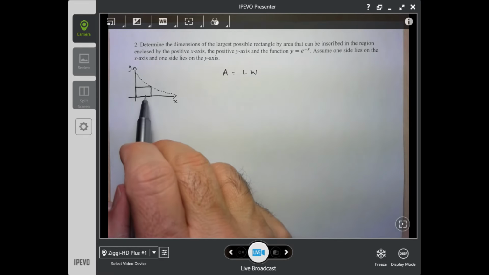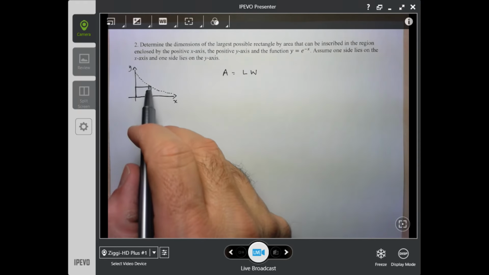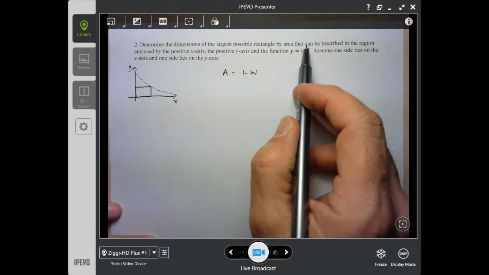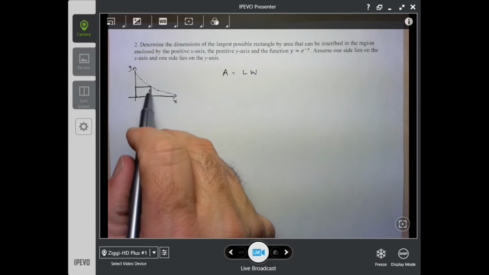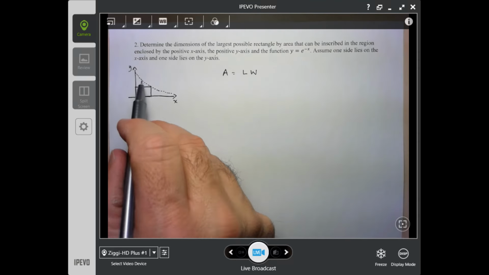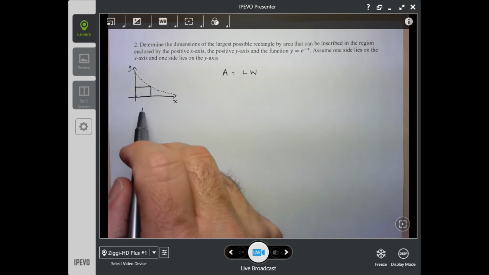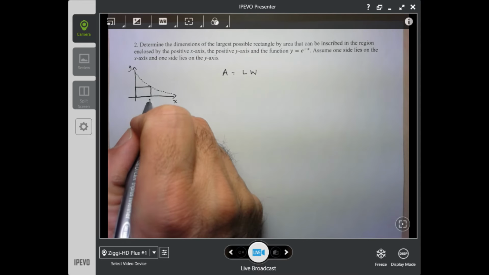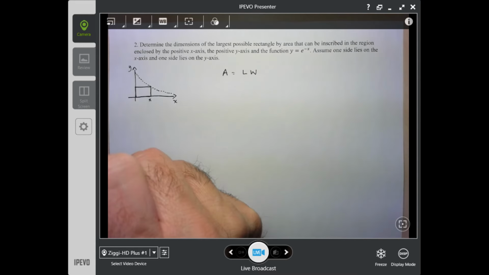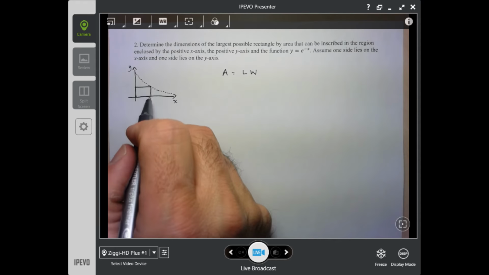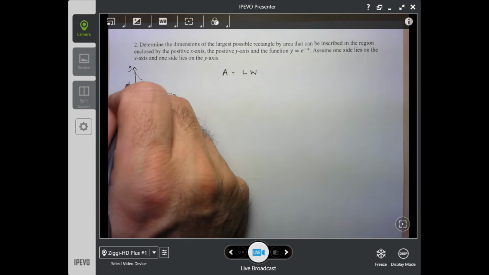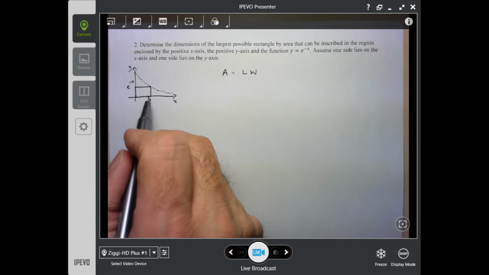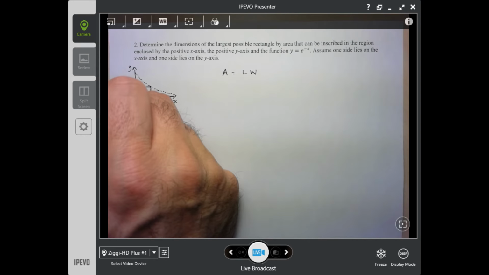Okay, and the constraint here is that the height of this rectangle is going to be determined by the y values of this function, because I realize that whatever height I've got, it's going to be some point on this function y equals e to the negative x. So if I call this x value just x, the height of the rectangle is just going to be given by e to the negative x. Okay, so this is going to be my length because from 0 to x is just x, and this is going to be my width.